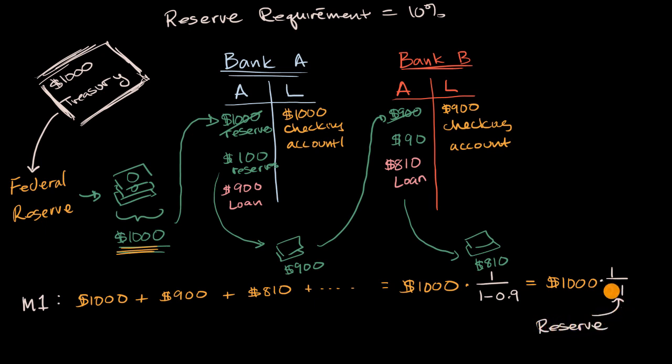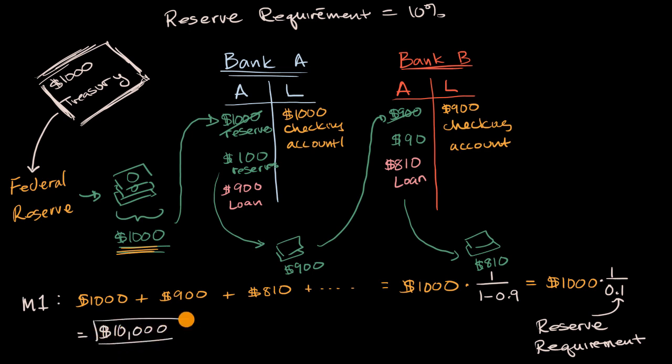It just happened to be 0.1 in this example, the reserve requirement. And you could do the math on what that's going to be. 1 divided by 1/10 is going to be 10. And so our M1 money supply that has been created in this very simple example is going to be equal to 10 times $1,000.